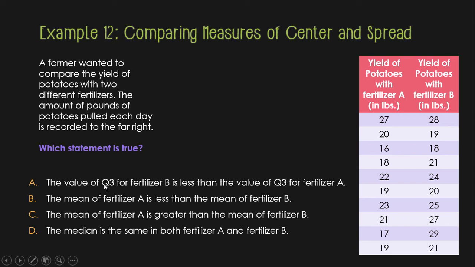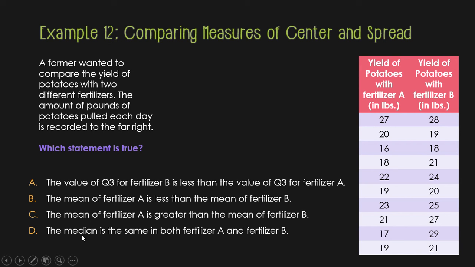It says the value of Q3 for fertilizer B is less than the value of Q3 for fertilizer A. Q3, that's the quartile. So this is the third quartile. So we're looking at the quartiles. We want to compare them. Part B says the mean of fertilizer A is less than the mean of fertilizer B. So we can also compare the means to find the right answer. Same with choice C. This is just the opposite.